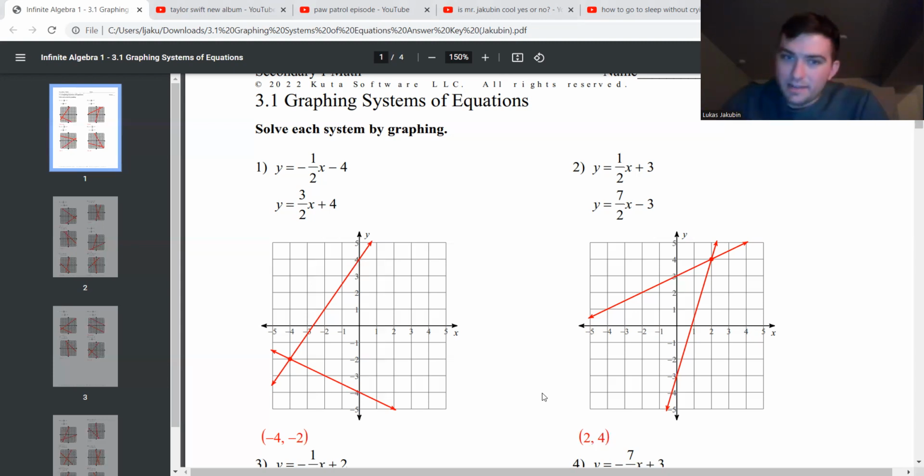So for each of these graphs, you're just going to want to make both lines with a ruler, draw through the graph, and then find where they cross, and then write that coordinate down as your answer.